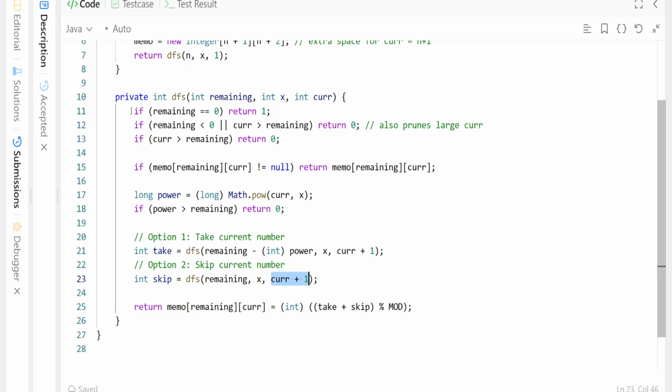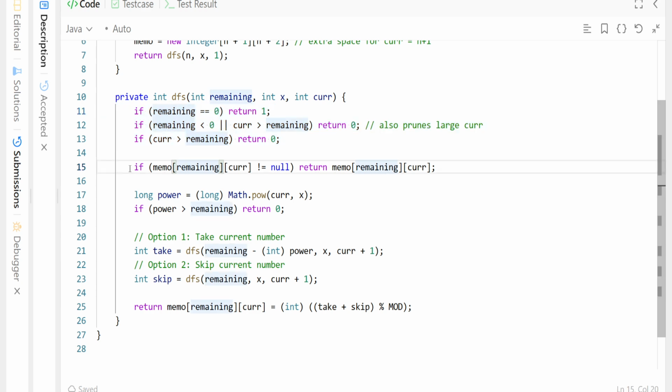Very first we'll check if remaining is equal to 0, then return 1, don't do anything else, just return 1. If remaining is less than 0, we'll return 0, because we have to prune the dead data. Then if current is greater than remaining, we return 0. So these are the base conditions that you have to take.